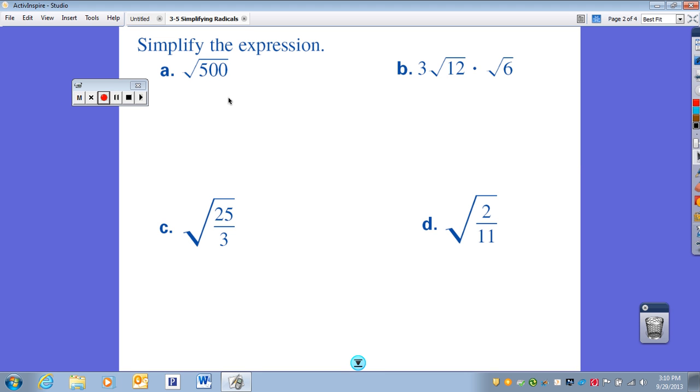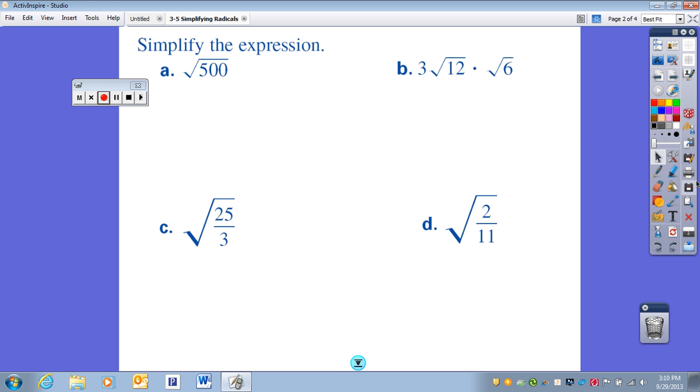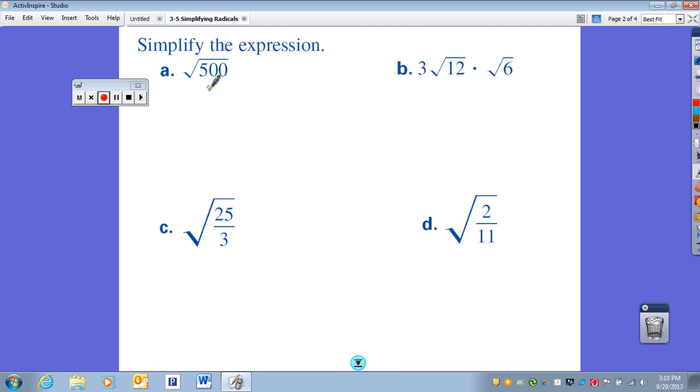What we want to do is to simplify this expression, and when it is simplified, it no longer has any perfect squares under the radical, and also there cannot be a radical in the denominator of the fraction. The method that I'm going to use is called the factor tree or factored method. So what we're going to do is make a factor tree for 500, and any two factors will work. I'm going to use 50 times 10.